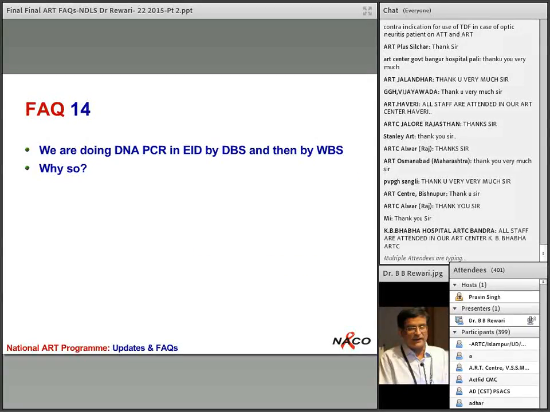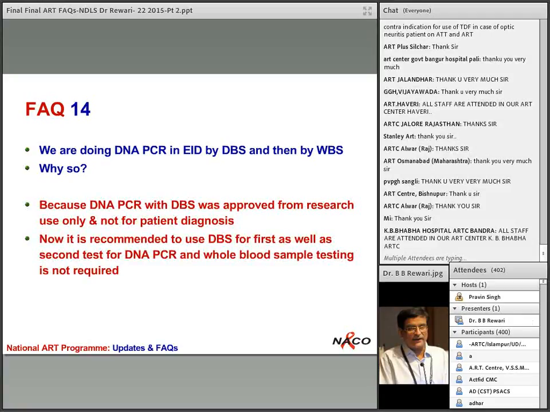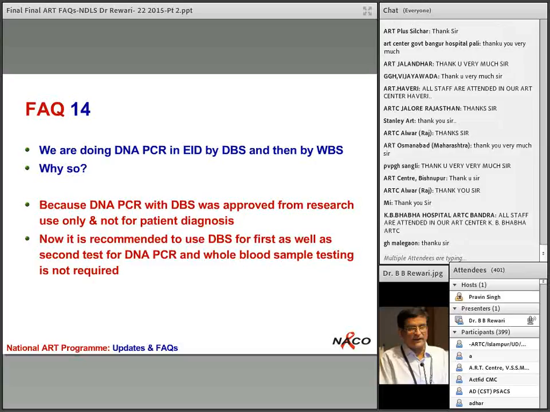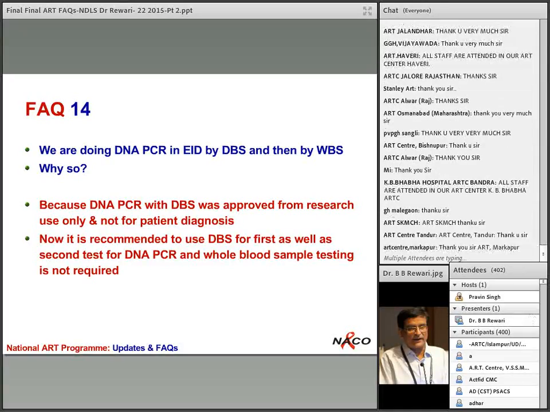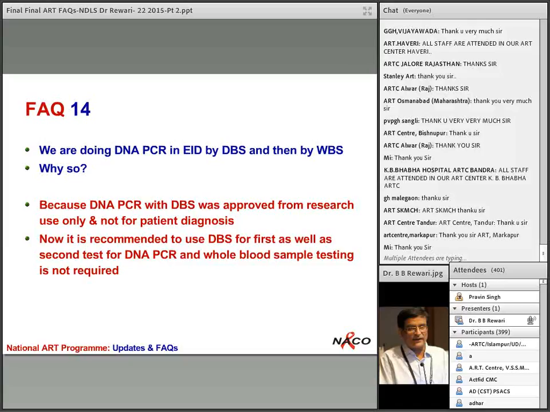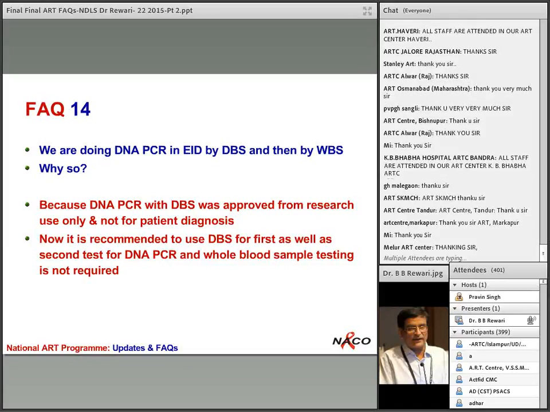We were doing DNA PCR by DBS and then by WBS. This was because earlier DNA PCR with DBS was not approved for clinical diagnosis. This was more for research use only. Now it has been approved. So now we have changed the algorithm and we will be doing 2 DNA DBS, for the issue of sensitivity and specificity.